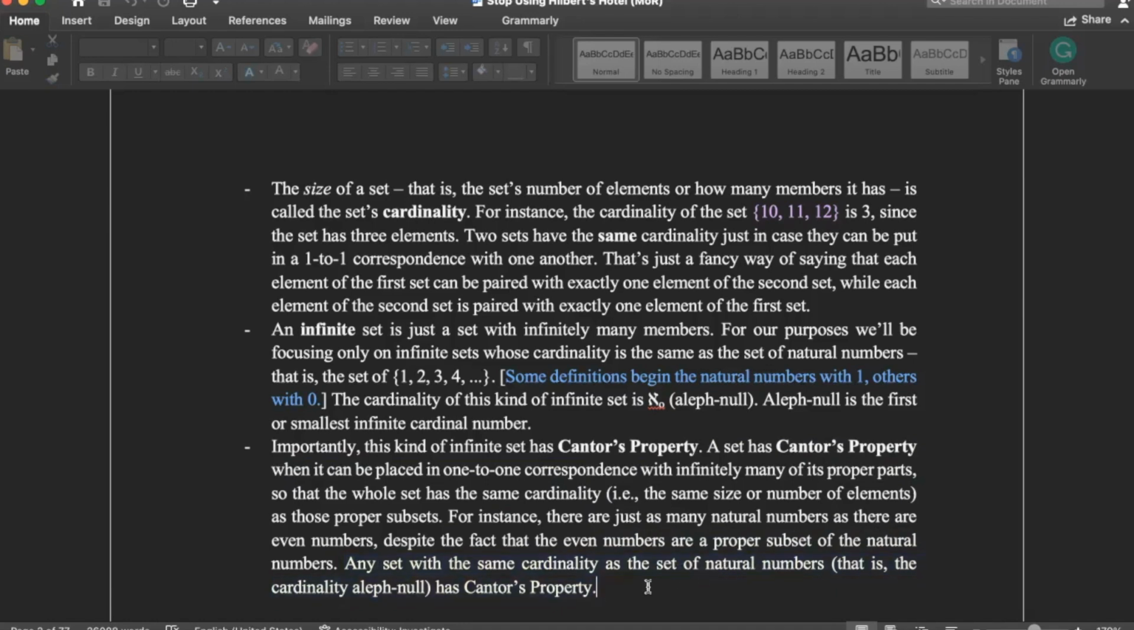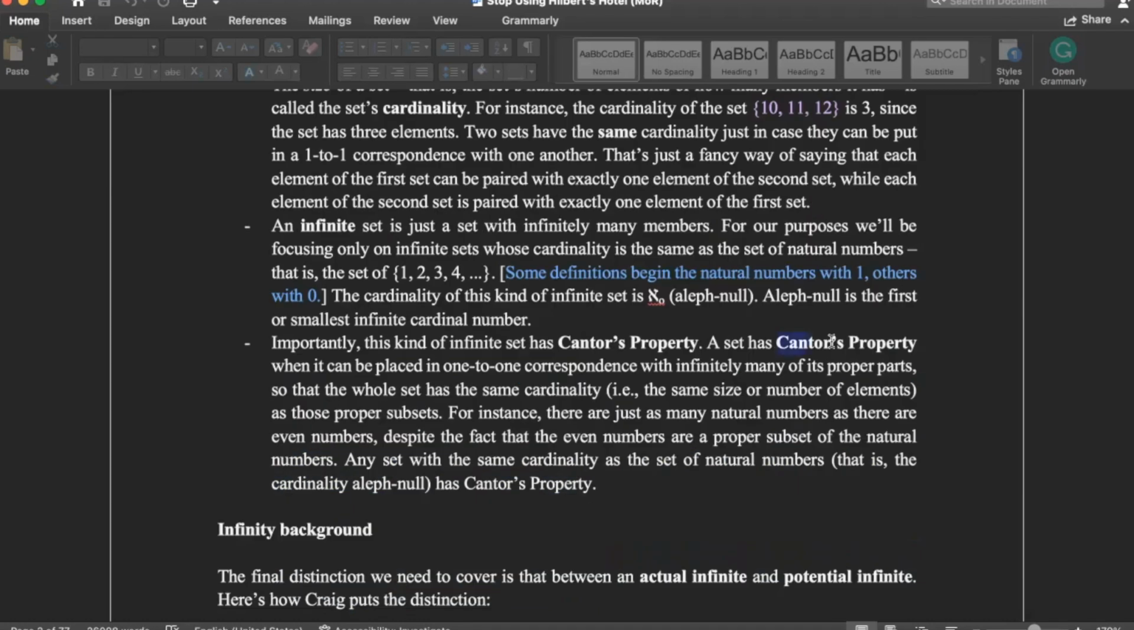Any set with the same cardinality as the set of natural numbers, that is, the cardinality Aleph null, has Cantor's property. So yeah, that's Cantor's property. Cantor's property, again, is just when a set can be placed in one-to-one correspondence with infinitely many, indeed, of its proper subsets. And Cantor's property is the mark of being a set with cardinality Aleph null. It's an infinite set, an actually infinite set.